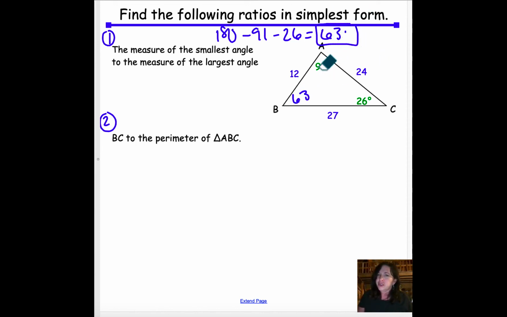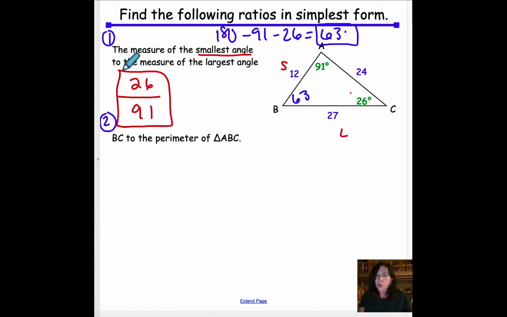Additionally, we should also know that the smallest angle is opposite the smallest side. And the largest angle is opposite the largest side. So this is basically my smallest side, and this is my largest side. So they want the smallest angle. So the smallest angle is 26 to the largest angle, which is 91. And so this is just the ratio that they want. Don't make that into a decimal.